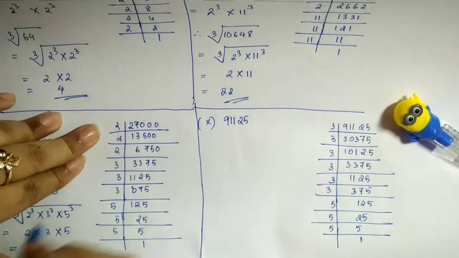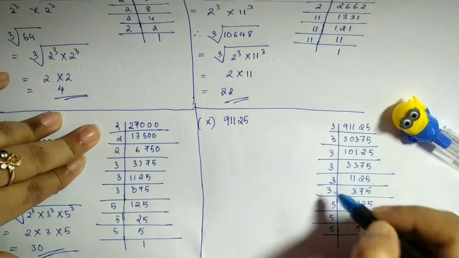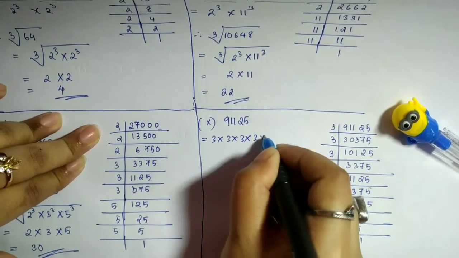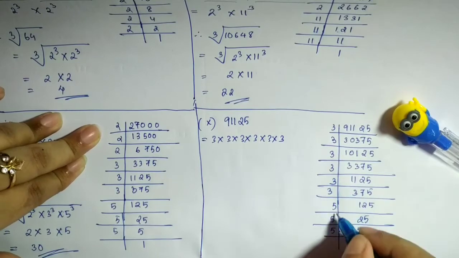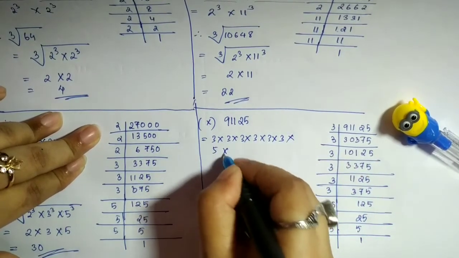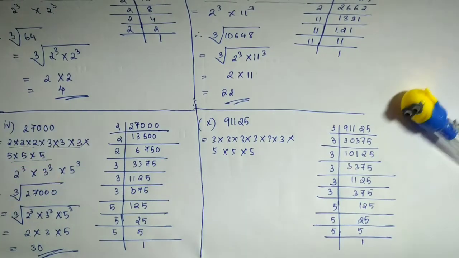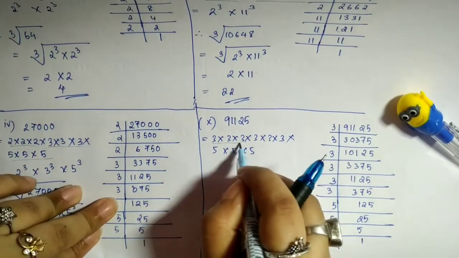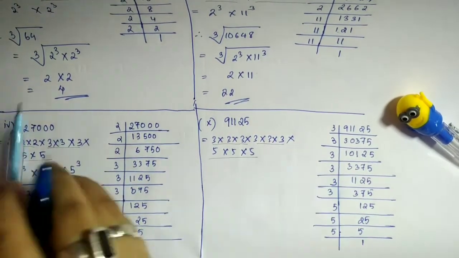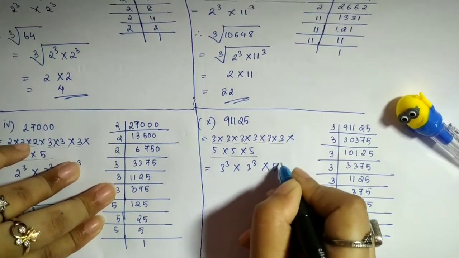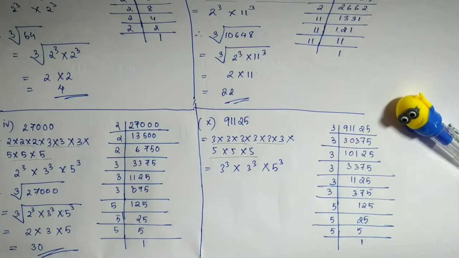So what are the numbers? 1, 2, 3, 4, 5, 6: 6 3s are there. And 3 5s are there. Okay, so let's make groups of 3 like this. So 3 cube into 3 cube into 5 cube. So these are my groups.